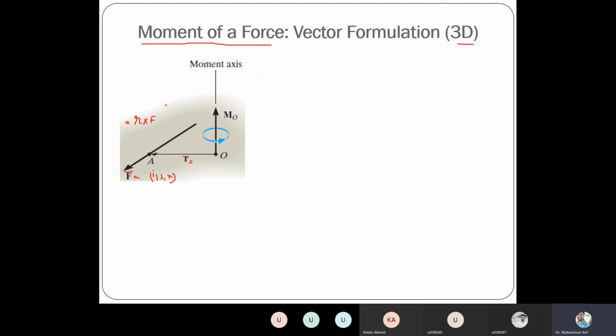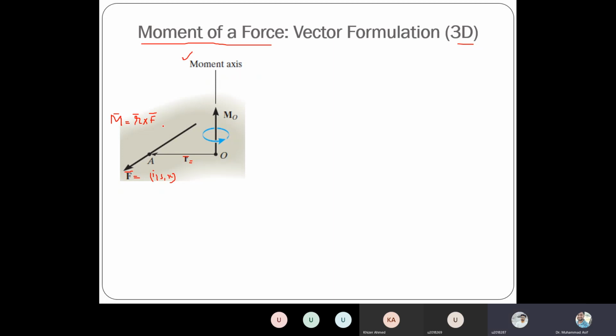There are many quantities where you need to take the cross product between two vectors. The moment is one such application: you have two vectors, one is the position vector and the other is the force vector. If you take the cross product of the two vectors, the result will be another vector, which is called the moment. So this is the application of the cross product. That's why we study the cross product.